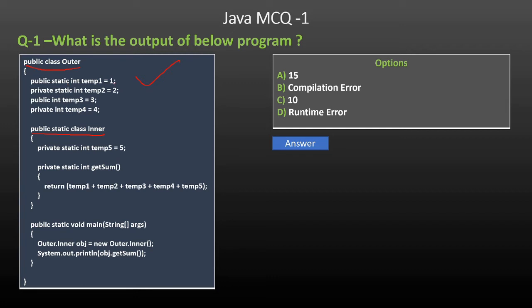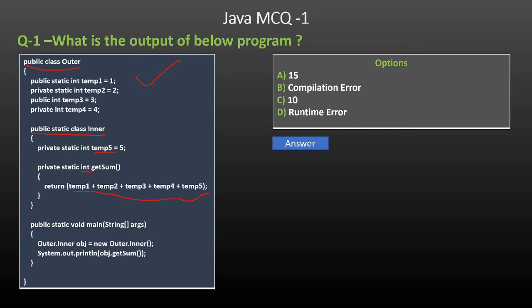We have a static variable temp1, a static variable temp2, and this is not a static member variable. So temp3 is not a static variable, and temp4 is also not a static variable. All of these are int type. At the end, inside this inner class, we are creating a static member variable temp5, and we are supposed to return the sum of all those member variables, which will be int type.